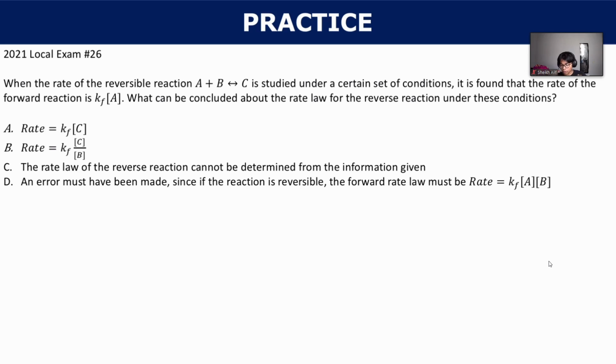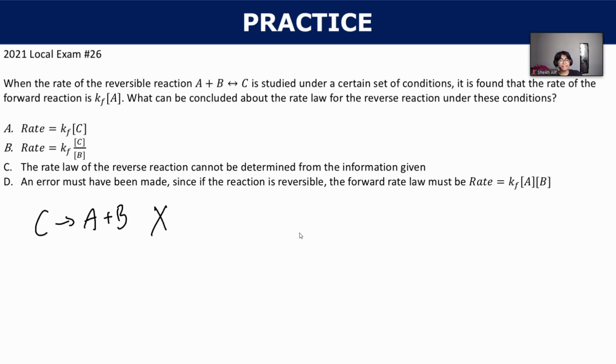Let's move on. When the rate of the reversible reaction A plus B to C is studied under a certain set of conditions, it is found that the rate of the forward reaction is Kf times the concentration of A. What can be concluded about the rate law of the reverse reaction under these conditions? The trick answer here would be A, which you would get if you just reversed the reaction to C to A plus B.